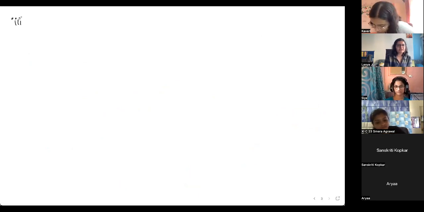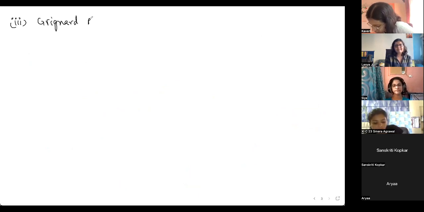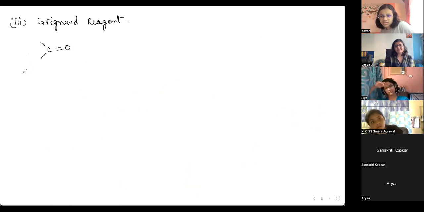The next thing we'll be looking at is reaction with Grignard reagent. This should be very, very easy. Didn't we do this just a while ago? No, Grignard reagent is used in a lot of places. In this chapter only, we did some Grignard reagent reactions, no? Yeah, in preparation.